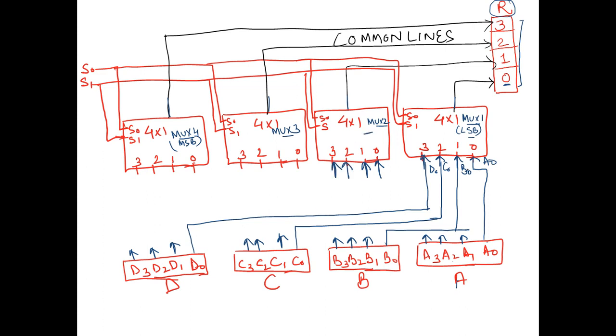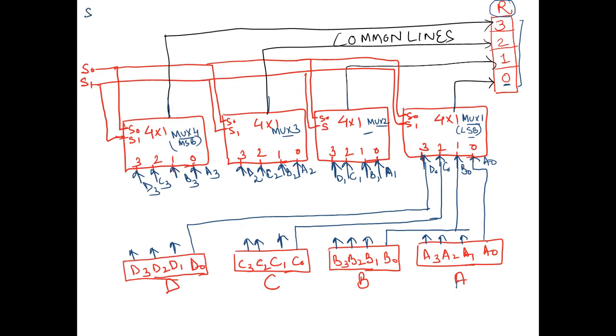As the 0th position is covered here, A1, B1, C1 and D1 will be provided to multiplexer number 2. Similarly, A2, B2, C2 and D2 will be provided here. And the last one is again a similar case, A3, B3, C3 and D3. So ultimately, how will this entire circuit work?